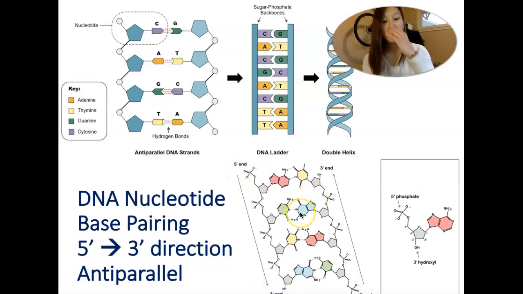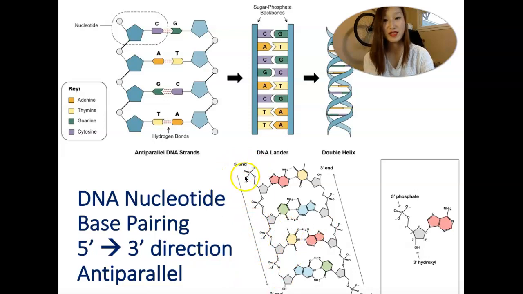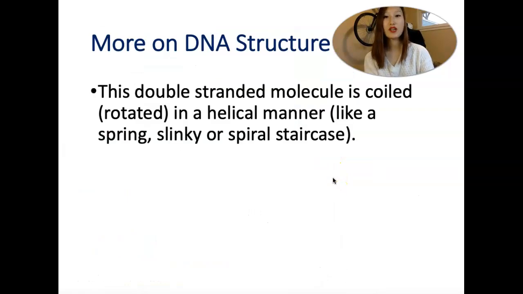On the opposite side, we have oxygen as well, and you count clockwise 1, 2, 3. Now 3 is pointing up. 4 and 5. 5 is now pointing down, right? So again, we're saying that the two strands of DNA are in opposite direction. It's 5-to-3. If it's 5-to-3 going down on the left side, then it's 5-to-3 going up on the right side. More on DNA structure. This double-stranded molecule is coiled, rotated in a helical manner, right?